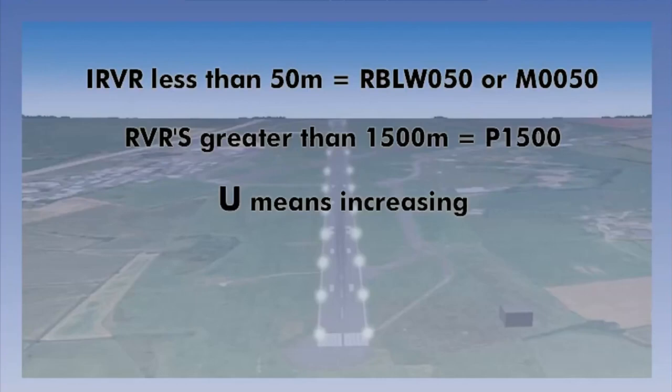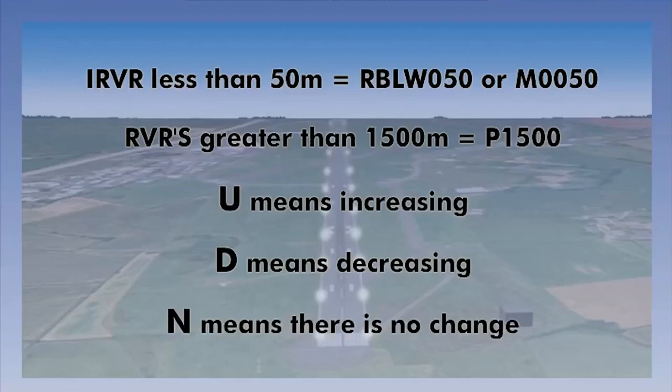U means the visibility has increased over the last 10 minutes. D means it has decreased. And the letter N is used if there is no change. The letter V should be included if there are great variations in the measured visibility.